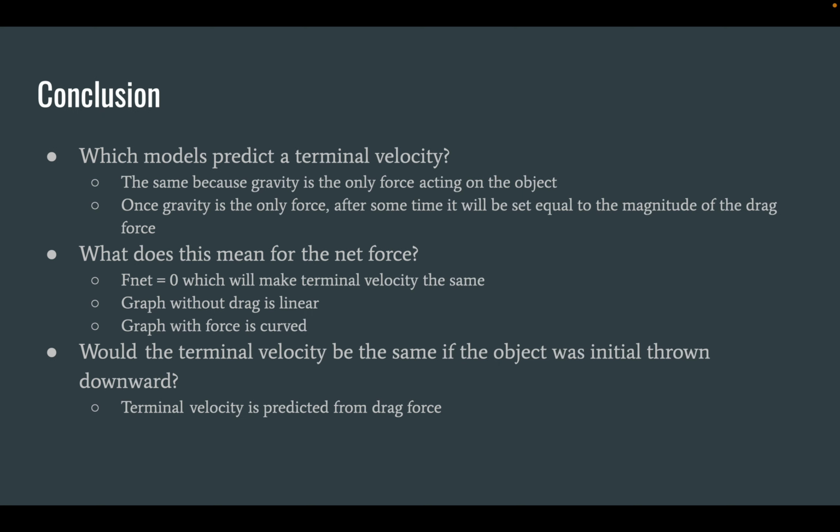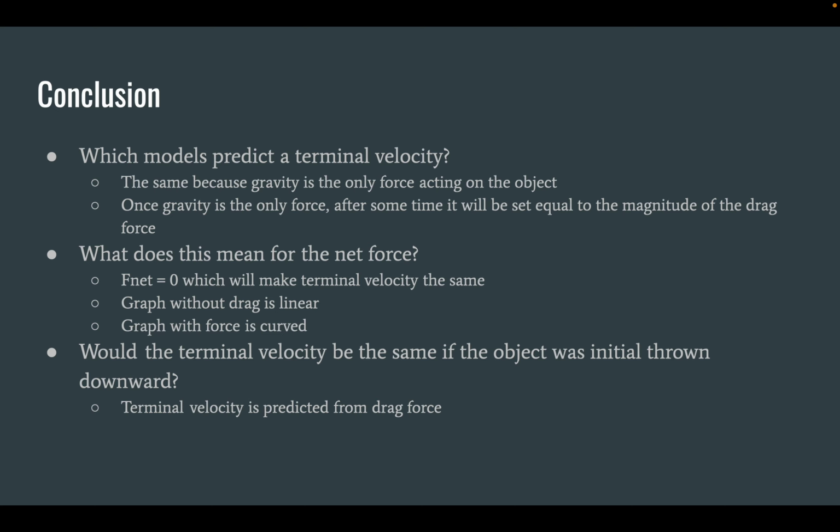So in conclusion, which models predict terminal velocity? It would be the same for both. Once gravity is the only force acting on an object, after some time its weight will equal the magnitude of the drag force. Therefore, the net force will be 0, which will make the terminal velocity the same.